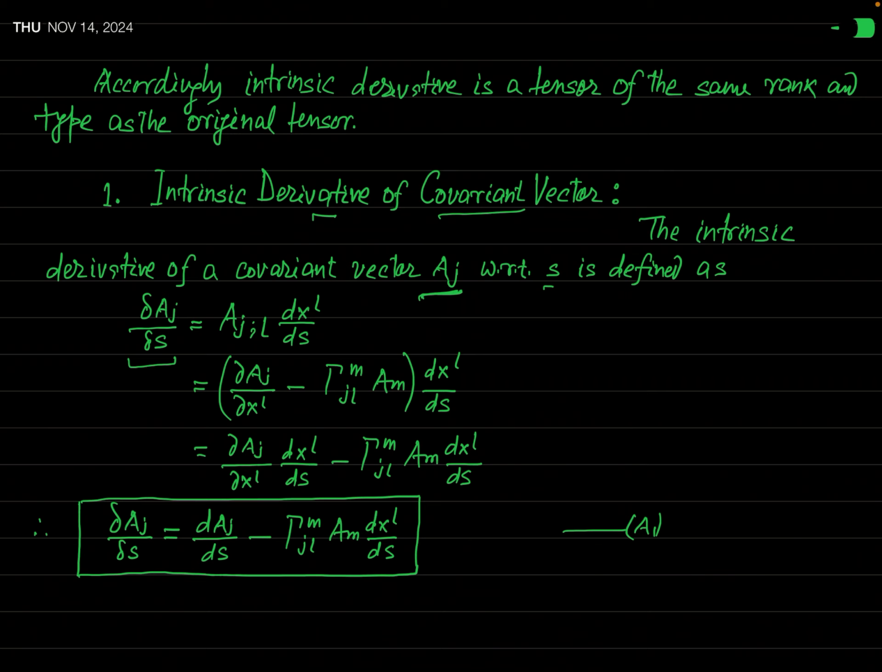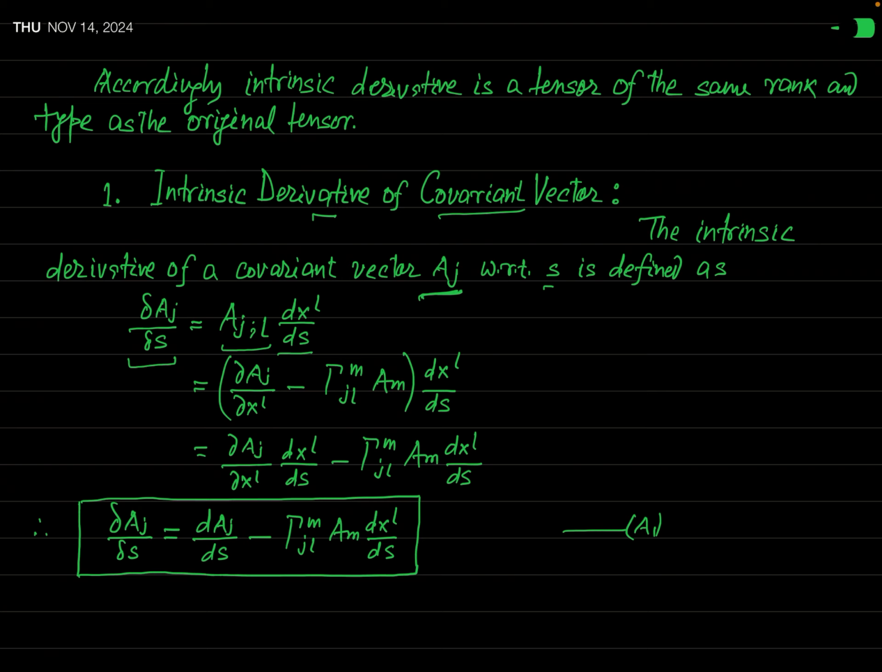You have learned that if our aim is to define the intrinsic derivative of this covariant vector aj with respect to s, then first of all we will find this covariant derivative of aj with respect to l. This aj comma l, what is this? We have learned earlier that this is the symbol for the covariant derivative of this covariant vector aj with respect to l. And we will multiply it by this factor dxl by ds.